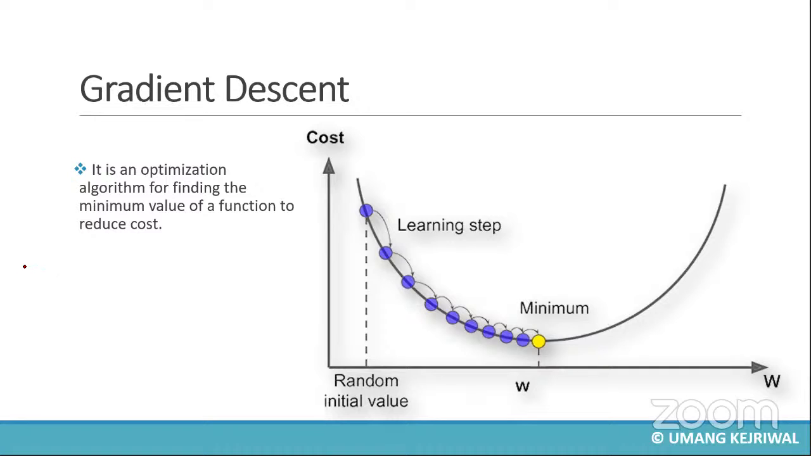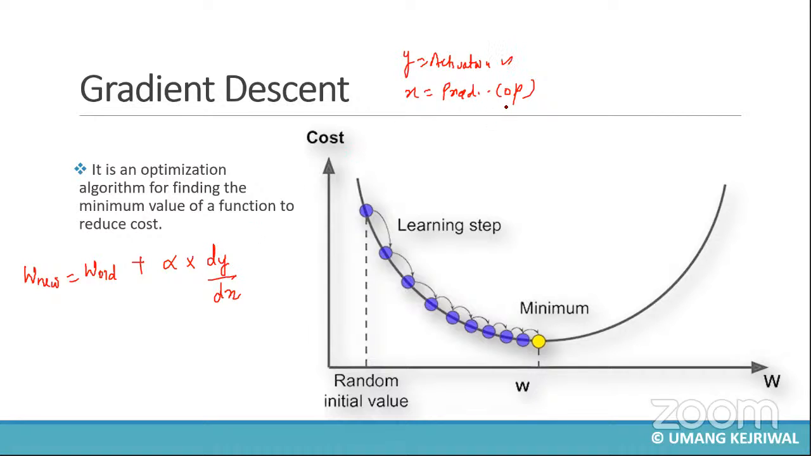See, the formula is W new, that means new weight, is equal to W old plus alpha into dy by dx, where y is your activation function and x will be your predicted output. So we take the derivative of the activation function and we pass the predicted output in that derivative function. And then we multiply it with alpha. Alpha is your learning rate.